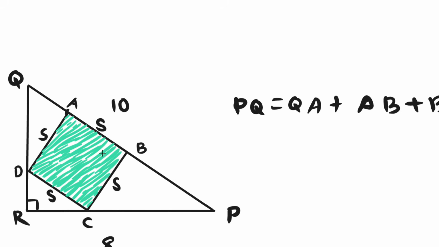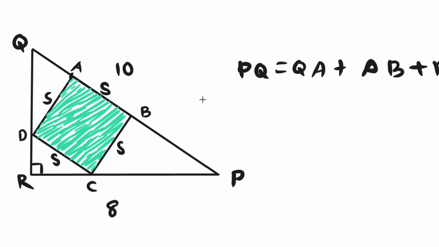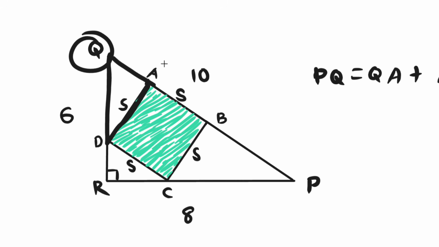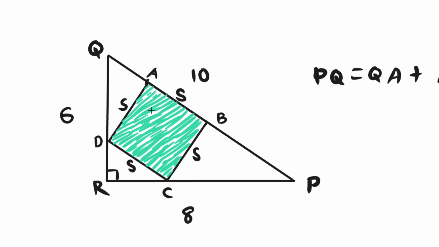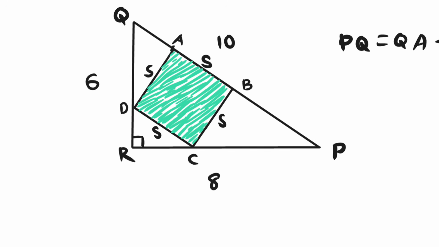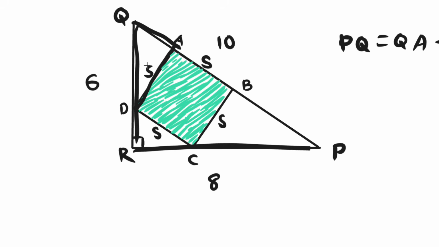So the question now becomes, how do we find QA and BP? This is exactly where similar triangles come into the picture. Let's look at the upper smaller triangle first, which is triangle QDA. This triangle shares the same angles as the large right triangle PQR. Since corresponding angles are equal, these two triangles are similar. Remember the property of similar triangles. Whenever two triangles are similar, the ratios of their corresponding sides are equal. That means we can compare matching sides and create proportions.